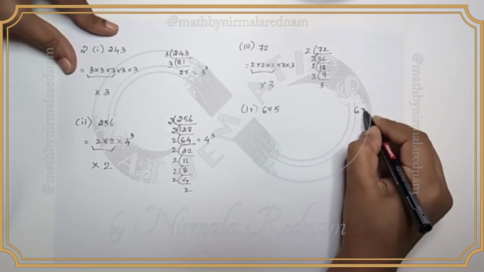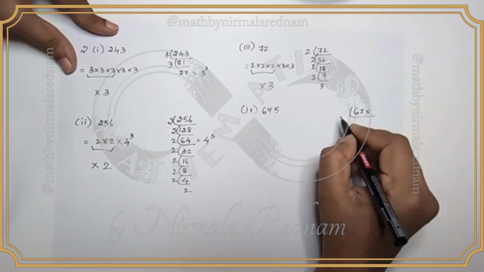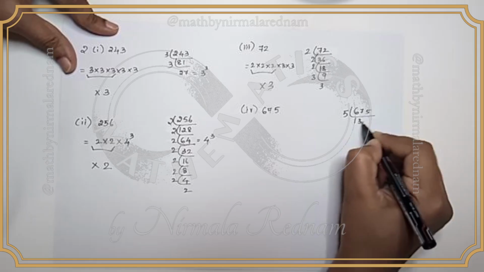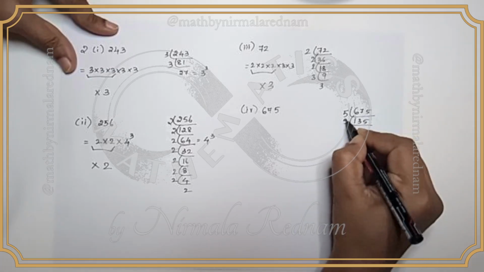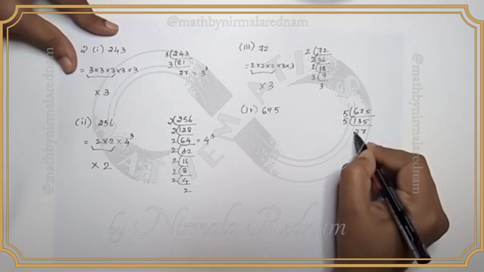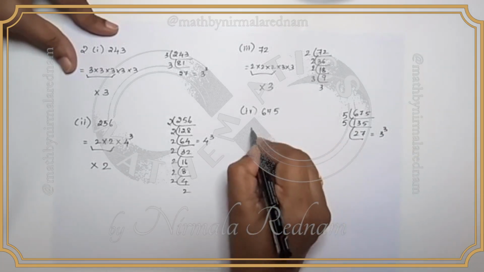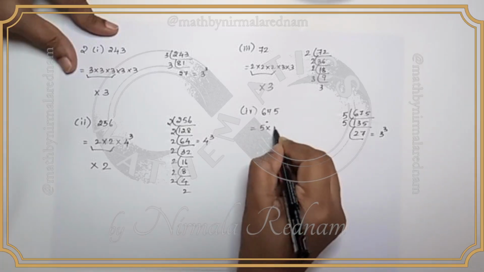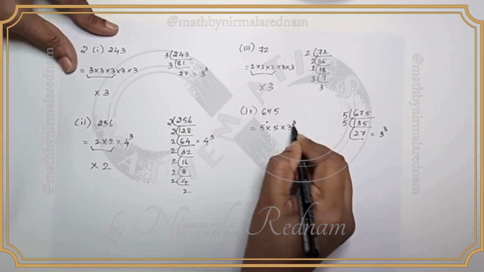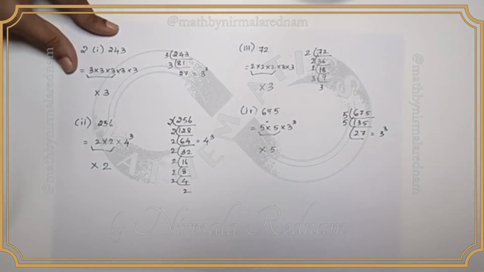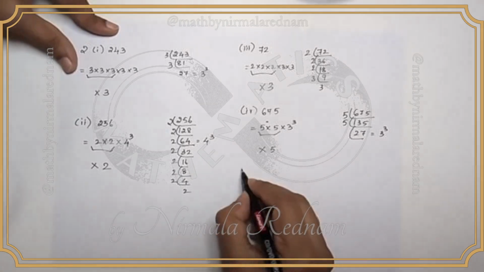675. 5, as soon as I see a 5 in the ones digit, I have to first divide and be done with that 5. 27. Now this is, like I said, 3 cube, so you can directly write it 5 into 5 into 3 cube, right? So what I need is another 5. So multiply it with the 5 and you're done.